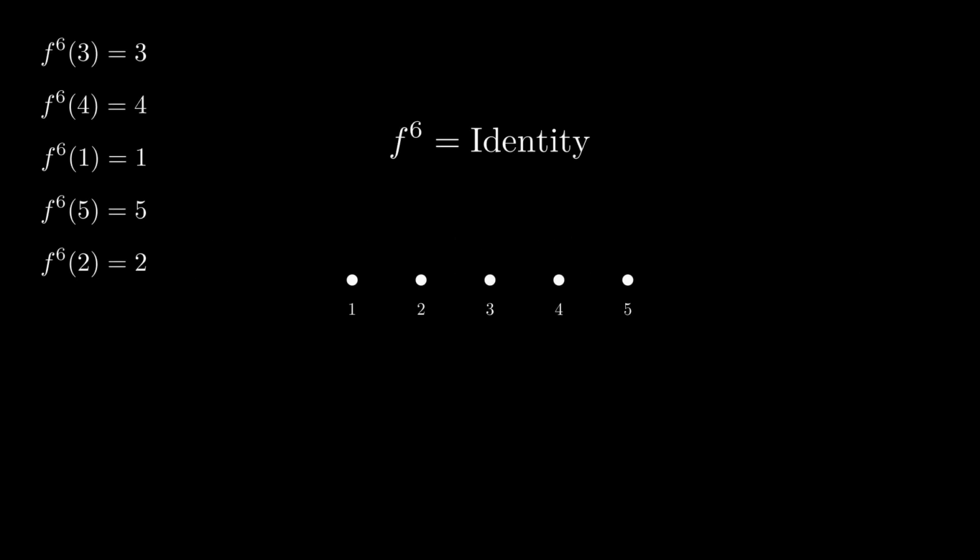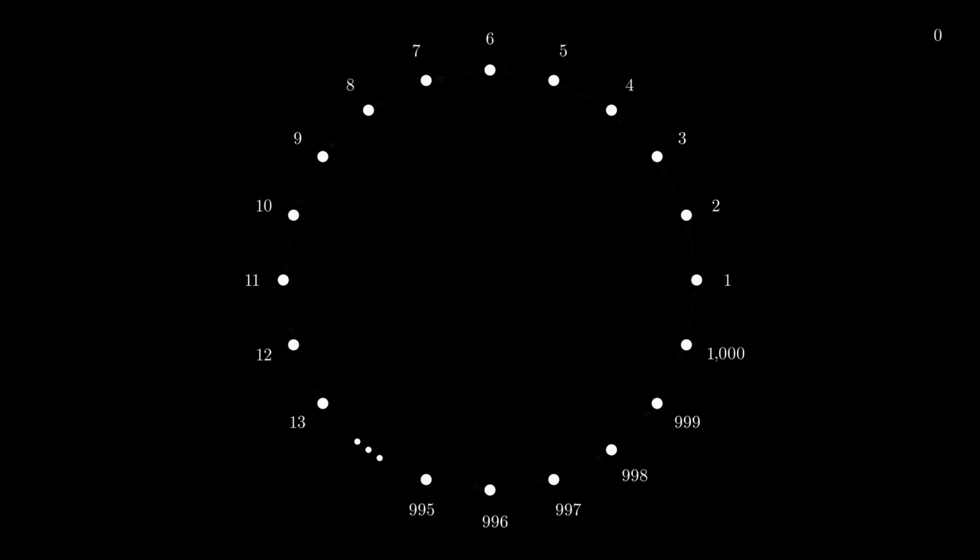For the purposes of this problem, we will arrange our points in a circle instead of on a line for reasons that will soon become apparent. To get some intuition for this new view and to understand the f to the 1000 condition in the problem statement, let's look at some examples of permutations. Let's keep track of how many times we've applied our permutation in the top right corner.